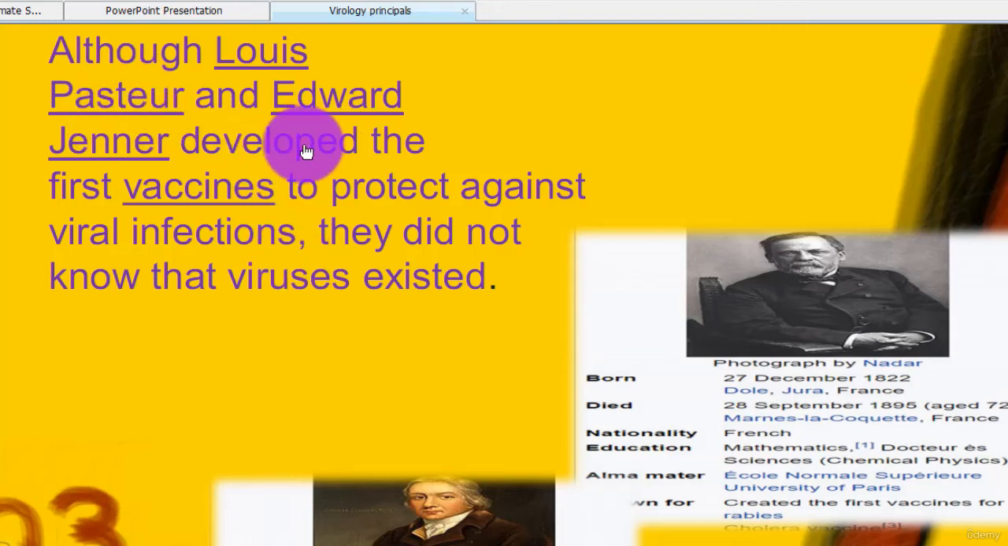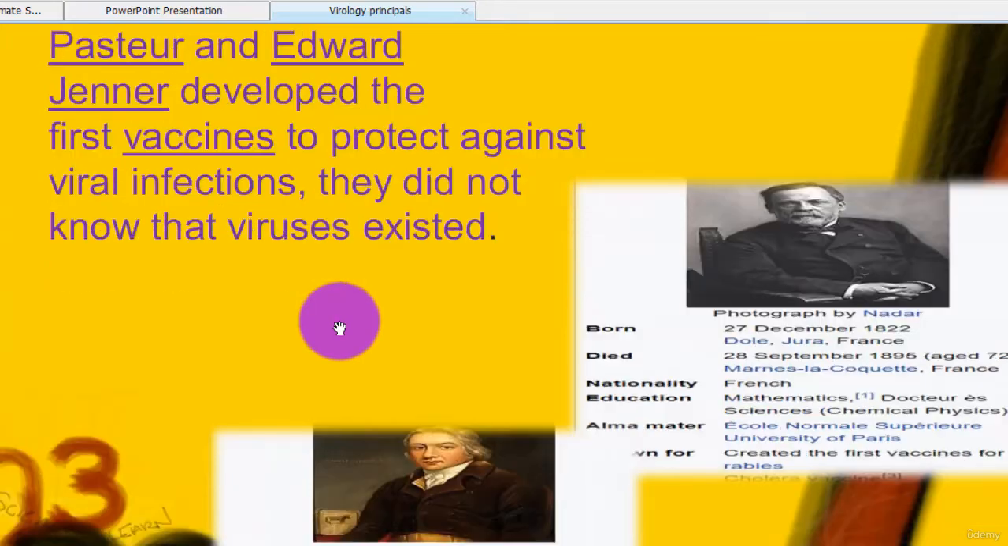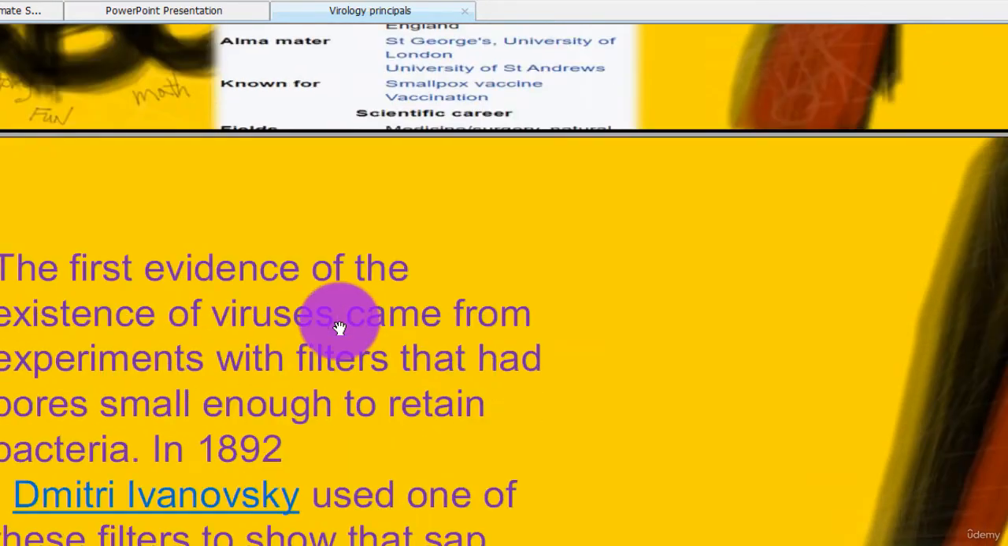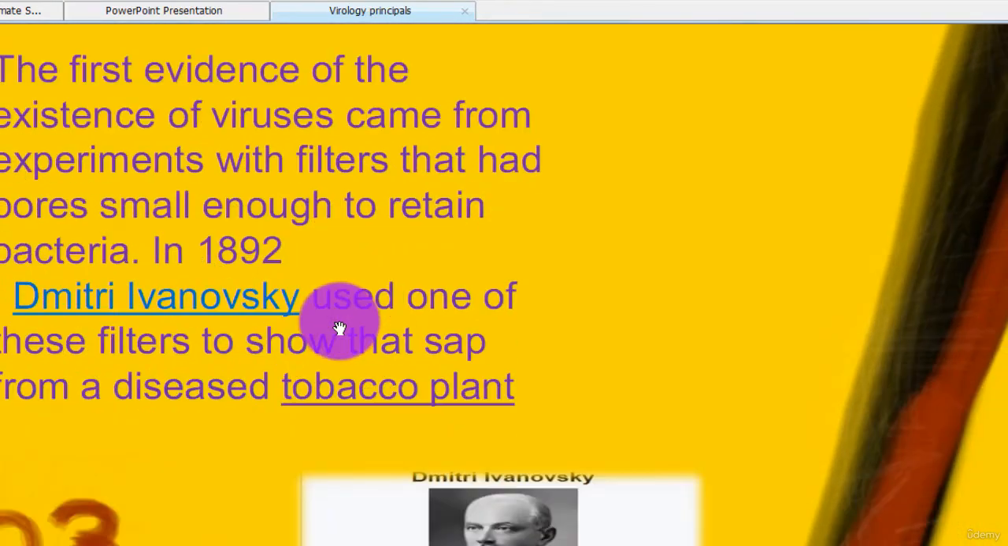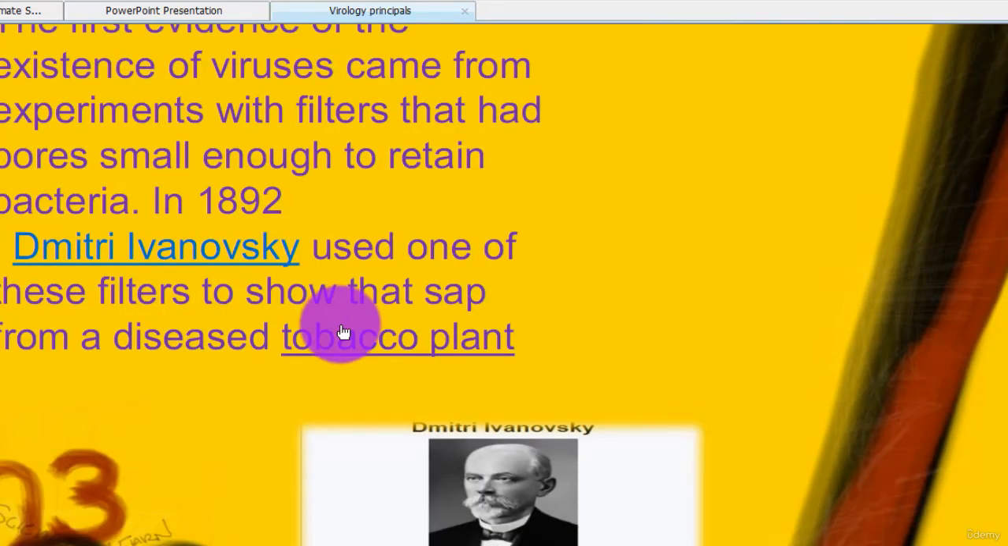Although Louis Pasteur and Edward Jenner developed the first vaccine to protect against viral infections, they didn't know that viruses existed. The first evidence of the existence of the virus came from experiments with a filter that had pores small enough to retain bacteria.